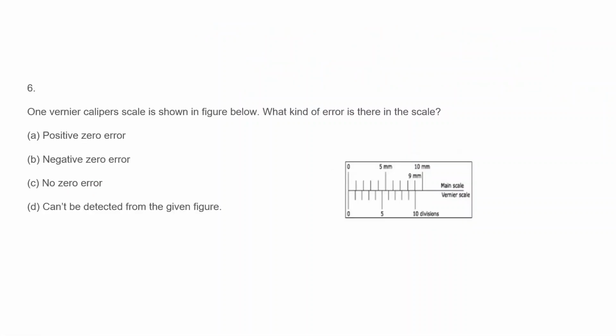Okay, so next question is, one vernier caliper scale is shown in the figure below. What kind of error is there in the scale?